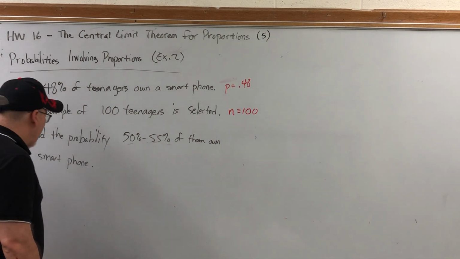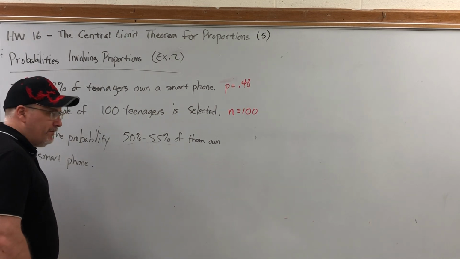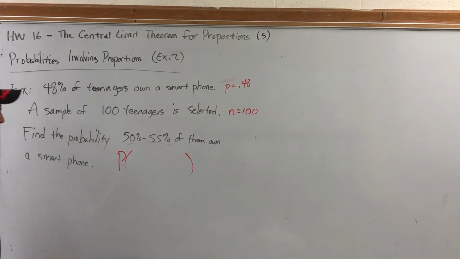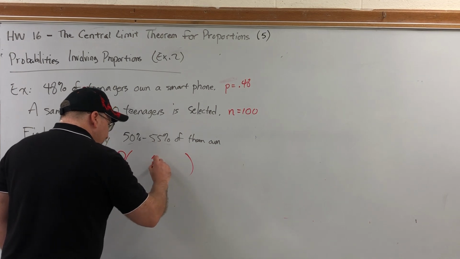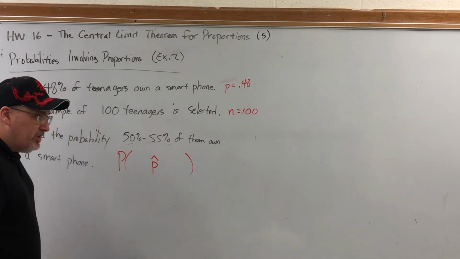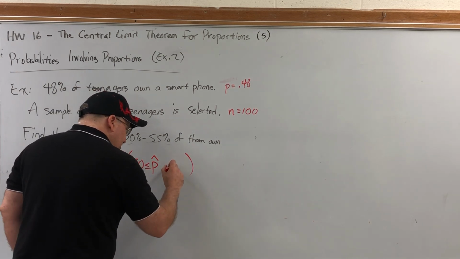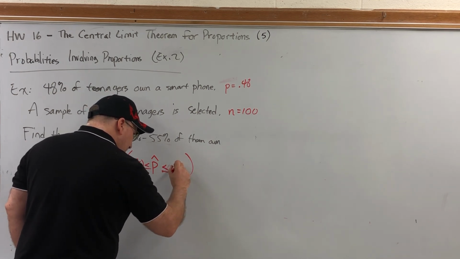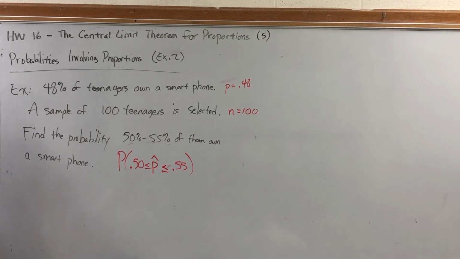We're being asked to find the probability that out of the sample, between 50 and 55% of them own a smartphone. So we're looking for a probability about the percent of the sample, which is p hat. Now we're looking for the probability that this p hat is between two values. So we'll say 0.50 is less than or equal to p hat, which is less than or equal to 0.55. So that's what we want to know, and that's what we were given.